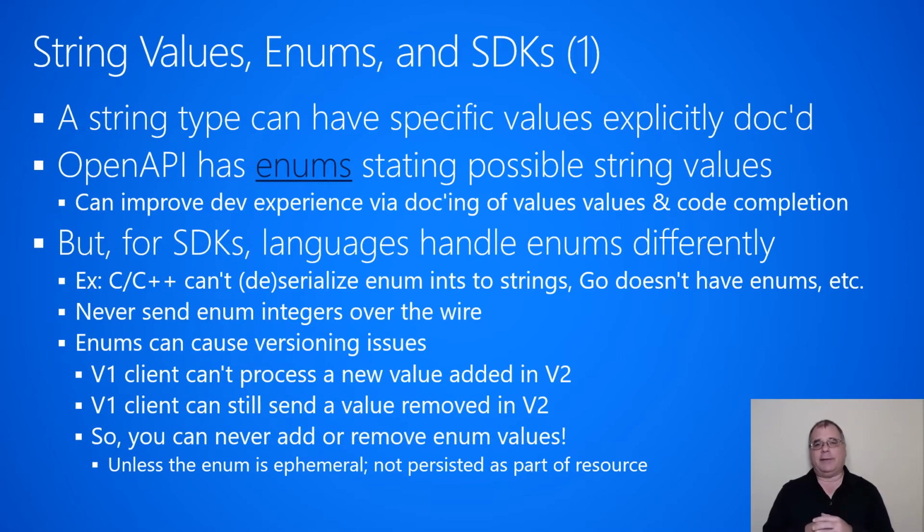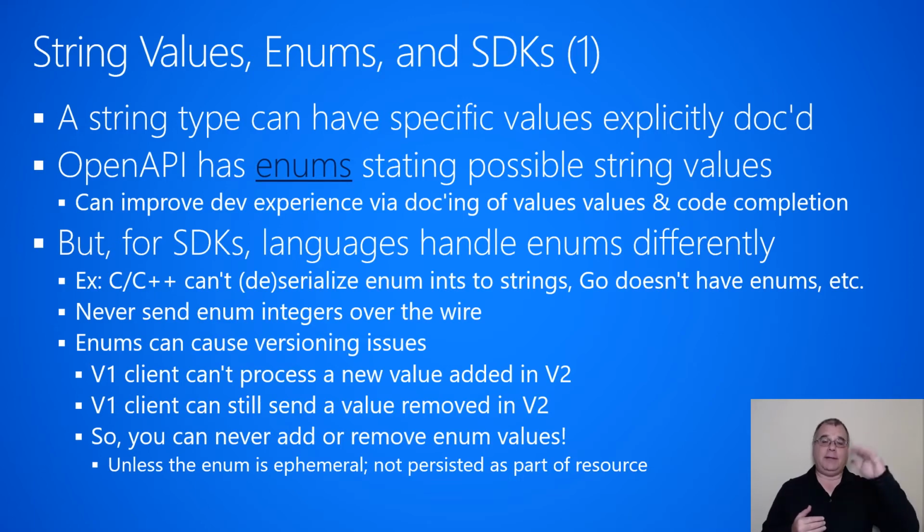Now, I do have one caveat here at the bottom of the slide, which says that you can add and remove enums if the enum is used in an ephemeral way and is not persisted as part of the resource. For example, let's say the client makes a request to a service with some query parameters with enum values. And then the service does some work and just returns a response back to the client. It's not persisting anything. It's just performing some operation and sending the result back. That's what I refer to as an ephemeral operation, where nothing is being persisted.